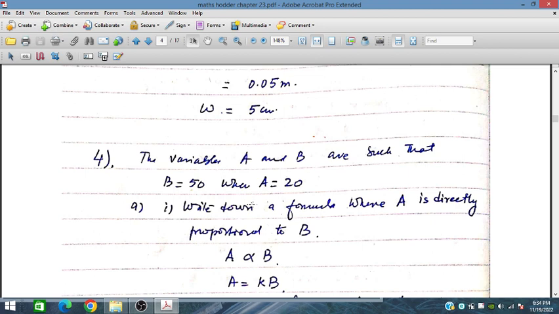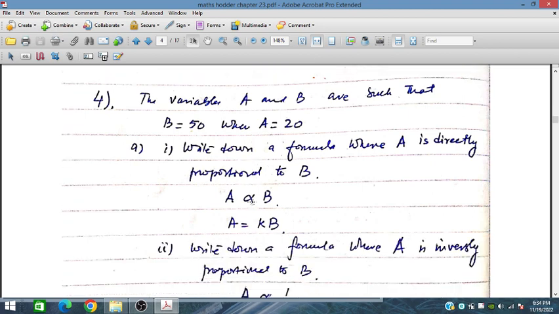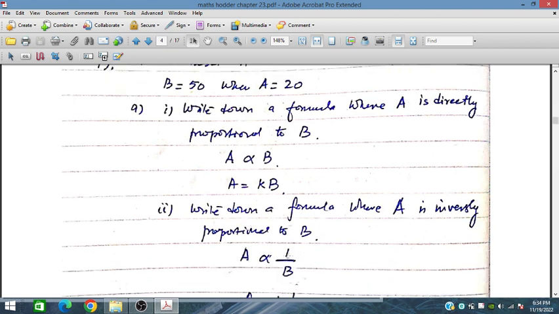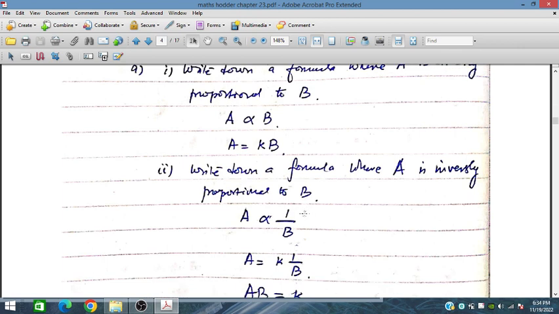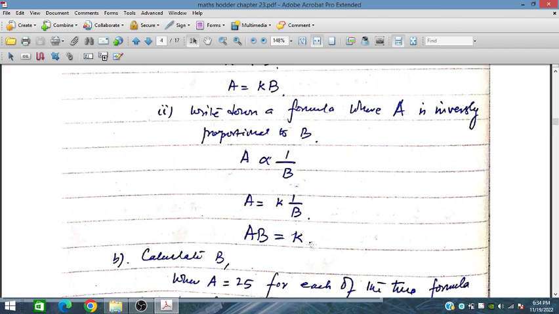Now question number 4. The variables A and B are such that B is equal to 50 when A is equal to 20. Write down a formula when A is directly proportional to B. So A is directly proportional to B, so A is equal to K times B. Now write down a formula when A is inversely proportional to B. So A is inversely proportional to B, and this proportionality goes with some constant. So AB is equal to K.